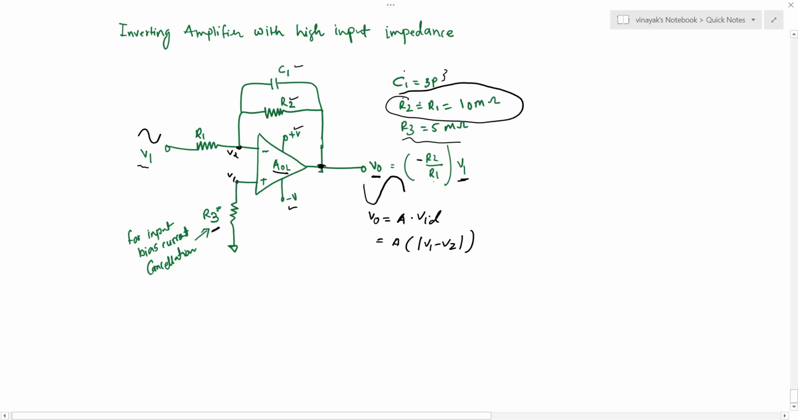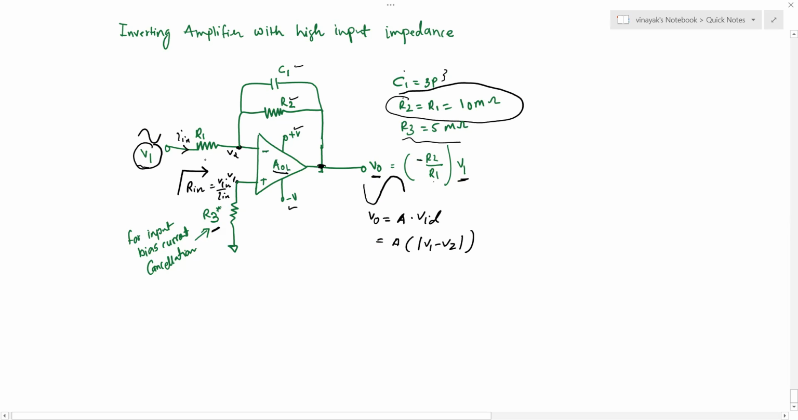Now why are we calling it an amplifier with high input impedance? With the negative feedback amplifier, you have an input impedance, which is the impedance that you look into the op-amp from the input side. That is R in, which is basically V in divided by I in, where V in is your externally applied signal and I in is the current that is going to flow into the circuit.